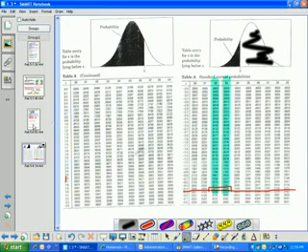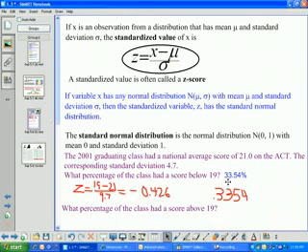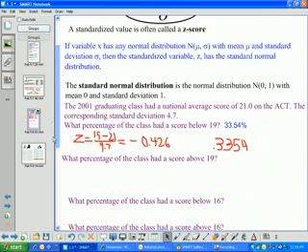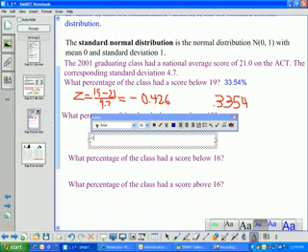And the whole thing is 100. Wouldn't we really just take the 100% minus the 33%? Or in decimal, we would take the 1 minus the 0.3354 to get 0.6646, which is 66.46%.